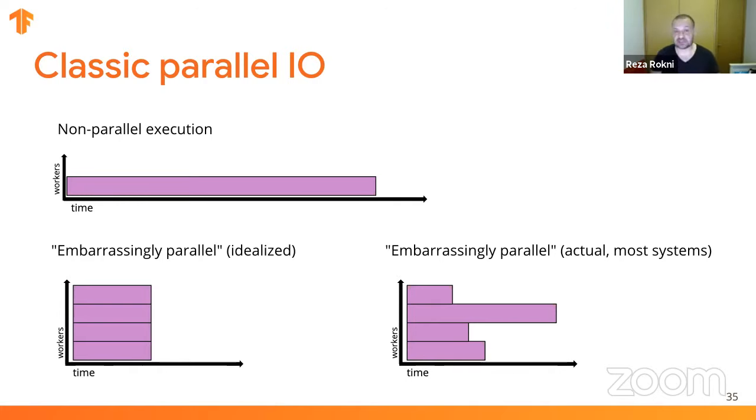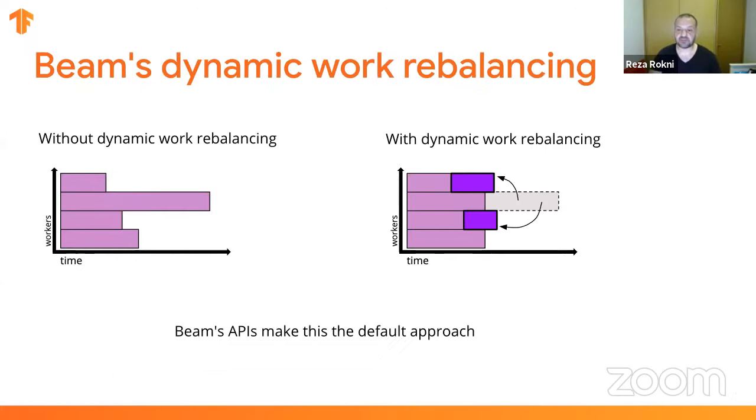How will we know that that's not the case in the real world? Different keys have different sizes. We're going to get different workloads. Some things may take longer, some things may take quicker than expected. So what you end up with is that jagged line on the bottom right in terms of the work assigned to a worker. The runners that are capable of doing dynamic work rebalancing rebalance the work across the workers to smooth out the distribution of the work.